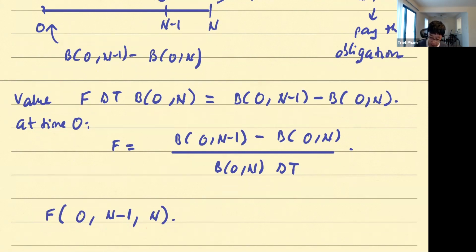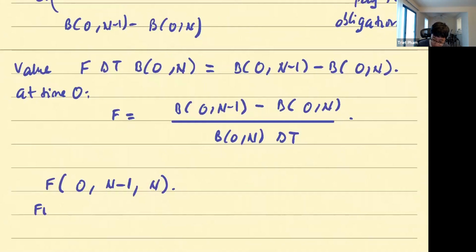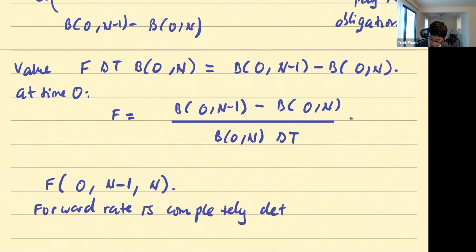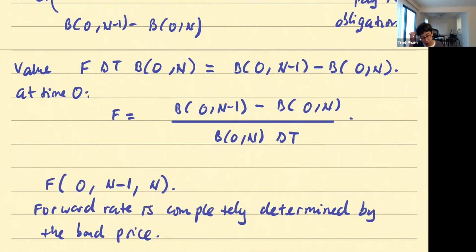So the second thing I want to say is that the forward rate is completely determined by the bond price. Okay? So in other words, if you know the bond prices of all maturities, then you would know the forward rate of all maturities, and also for that matter, the swap rate.